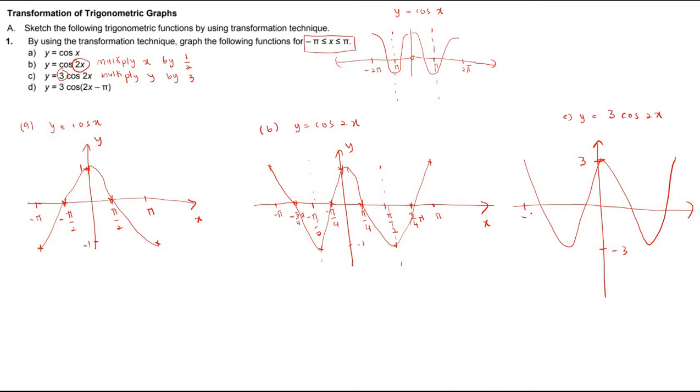Ni negatif pi. Pi. Tengah-tengah ni. Pi over 2. Negatif pi over 2. Okay, the shape of the graph did not change. Value for x-axis did not change. Cuma amplitude lah. Okay, graph kita jadi lebih tinggi. And then finally, D.